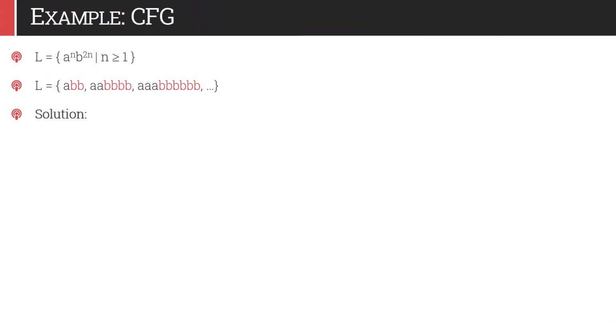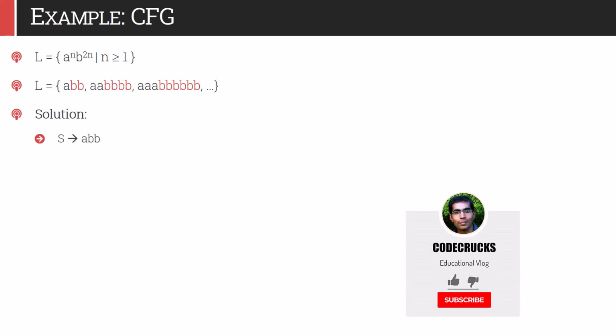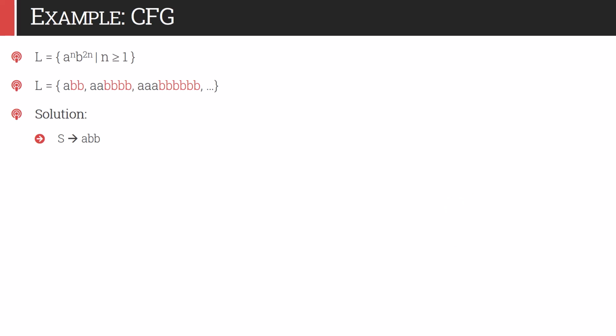L is equal to A power n, B power 2n, n greater than or equal to 1. Some of the strings are listed. Here, the occurrence of B depends on the occurrences of A. So in this case, we can recursively use A S B kind of stuff. But here we want 2B instead of 1B. For each A, there should be 2B. We have to read first all n A's, and that should be followed by 2n B's. So you cannot switch A and B. You cannot read A, then double B, then A, double B. You have to read first 2A, then 4B.